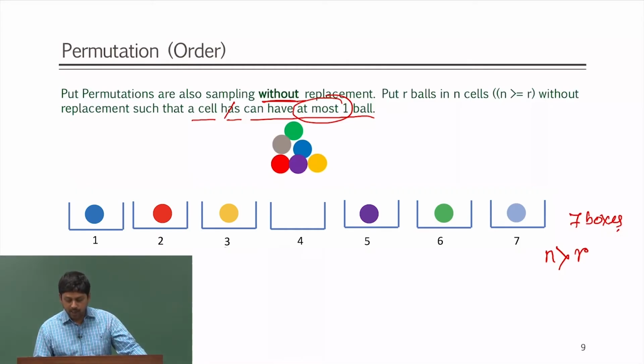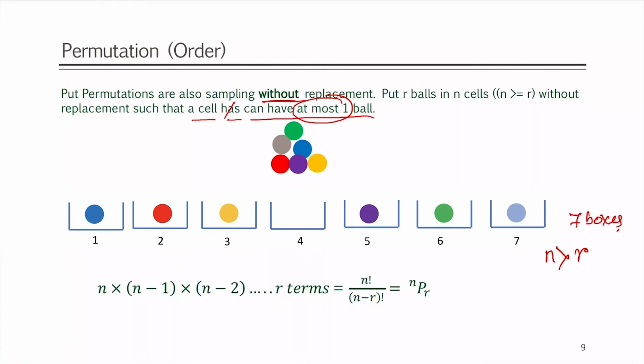So, how many ways can we do that? Again, as you can see, my first box can be filled in 6 possible ways. Let us say I have now n boxes, right, and r balls. My first ball can be put in any of the n boxes. My second ball can be put in any of the n minus 1 boxes. The third ball can be put in any of the n minus 2 boxes, and like that I have r terms, because I have r balls.